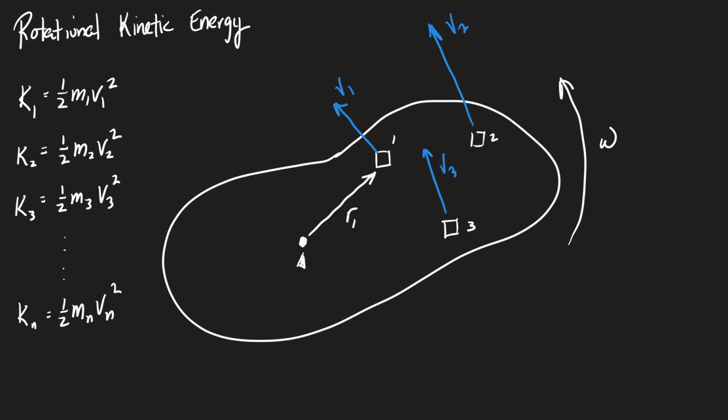Now, the potato isn't changing location, right? It's spinning in space, so it's staying put. But the pieces of the potato all have an individual kinetic energy because they are moving. Anything that's moving has energy. So if I wanted the total kinetic energy of the potato due to its spin, I would just have to add all of these kinetic energies together.